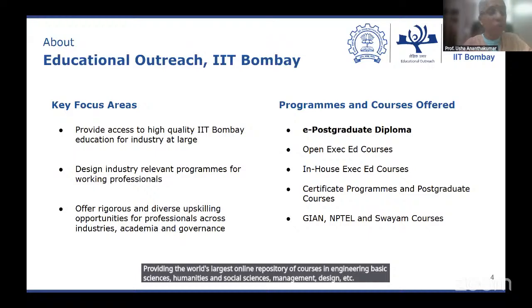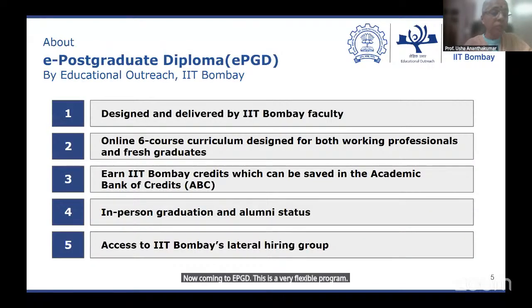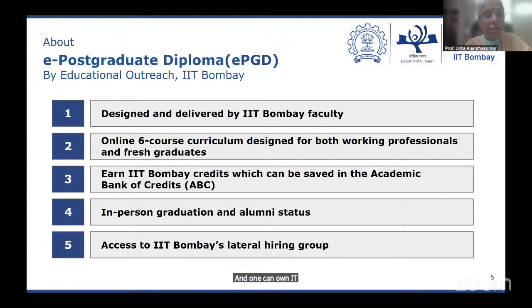Now, coming to ePGD, this is a very flexible program. It's made up of a stack of courses which one has to do to be eligible for ePGD. Interesting characteristics of this ePGD are, it's designed and delivered by IIT Bombay faculty. It's an online 6-course curriculum designed for both working professionals as well as fresh graduates. And one can earn IIT Bombay credits, which can be saved in the academic bank of credits, which we call ABC.